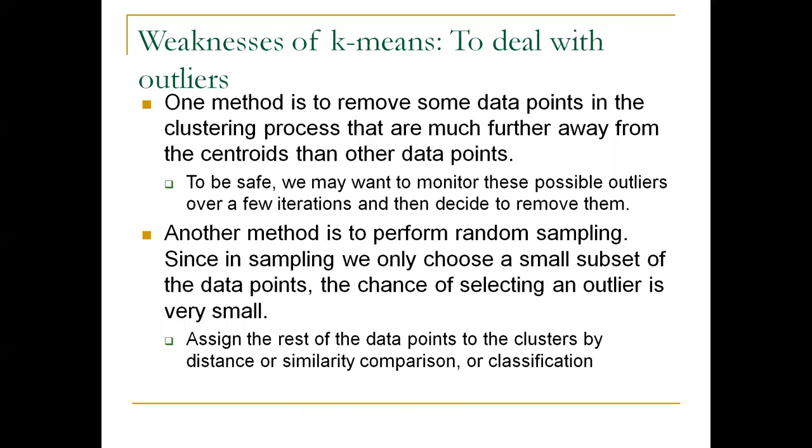Now, weakness of K-means, to deal with outliers, one method is to remove some data points in the clustering process that are much further away from the centroids than other data points. To be safe, we may want to monitor these possible outliers over a few iterations and then decide to remove them. Another method is to perform random sampling. Since in sampling, we only choose a small subset of the data points, the chance of selecting an outlier is very small.